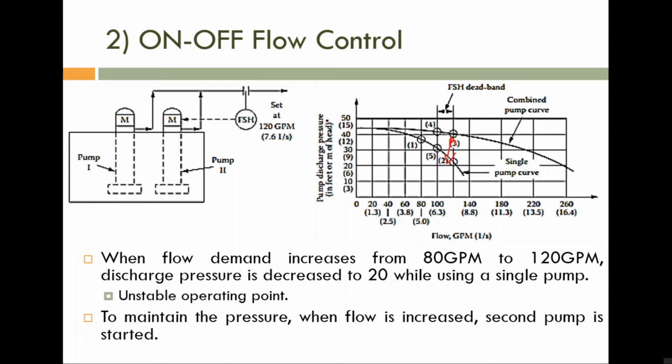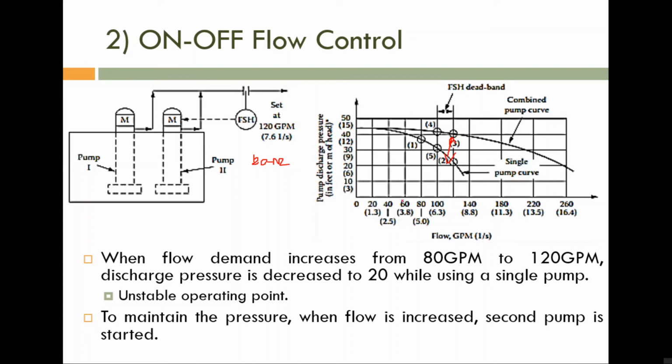So what happens to pump 2? Pump 2 is continuously starting and stopping, right? So the number of starts will increase. So in order to overcome that, you can see a neutral zone also. This pump has a neutral zone also. Neutral zone means once it has started, we can stop this pump only if the flow rate is less than 120 minus that neutral zone. Okay, so it is the dead band. This one is the dead band of FSH.